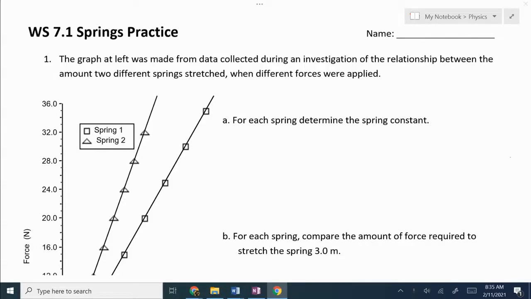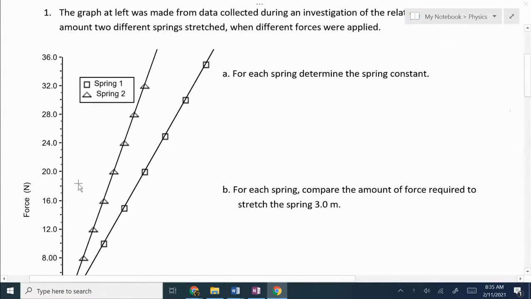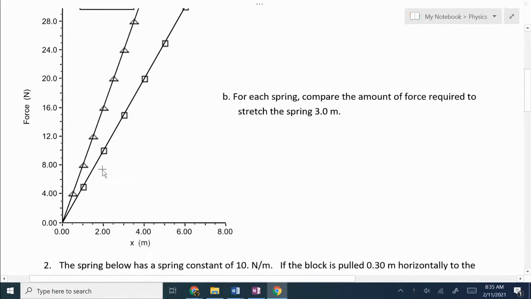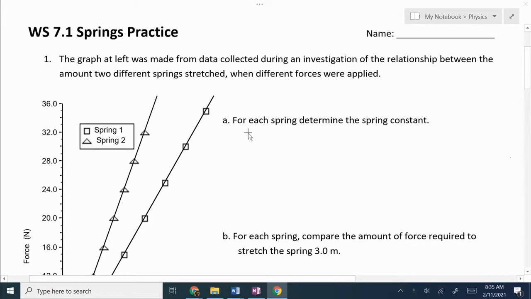All right. In this video, we are going to go over the answers to Worksheet 7.1. So here we go. Basically, we have some springs that were used to make this graph right here. And the first question that we have is, for each of the springs, determine the spring constant.